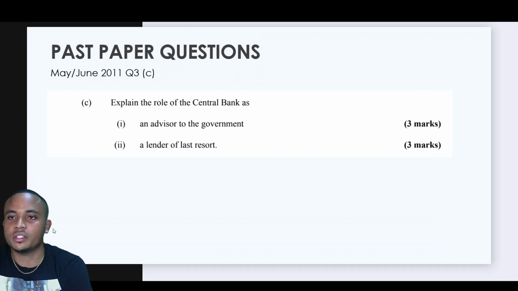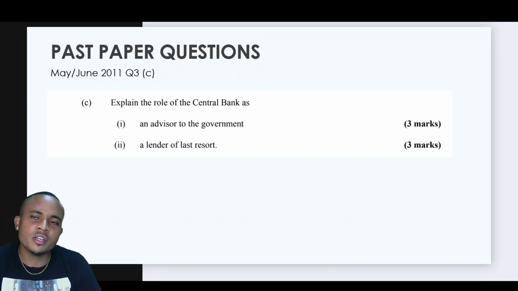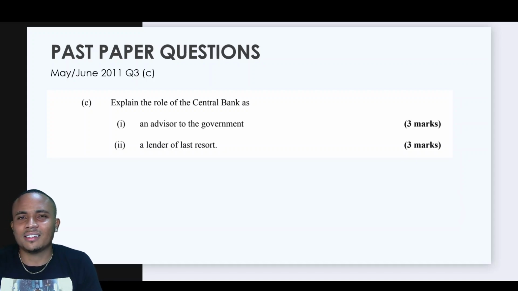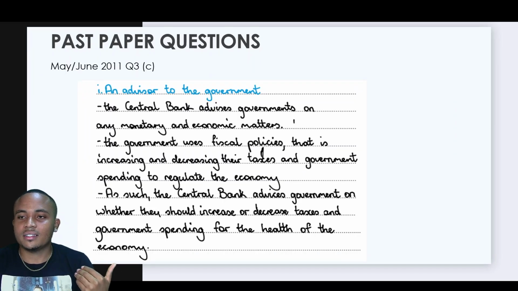Going on to the next question, we have May-June 2011, question 3, part C. Explain the role of the central bank as, 1, an advisor to the government, and 2, a lender of last resort, for 3 marks each. So the first one we're looking at is as an advisor to the government.